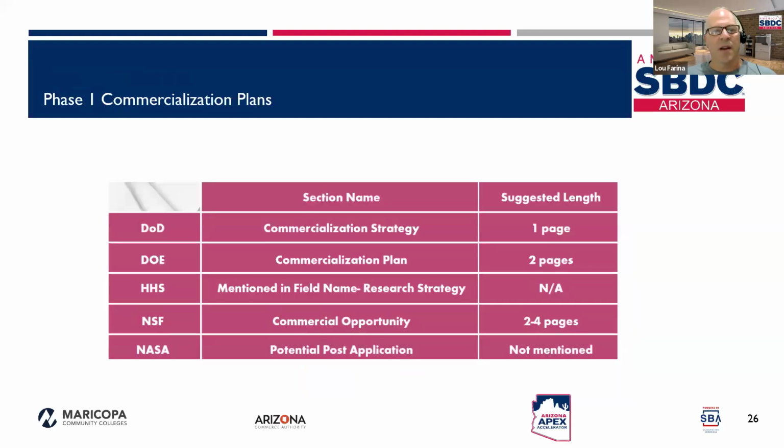So let's see, commercialization plans. Oh, this is just an overview. DoD for phase one is, I don't know, a page or so, depends on the agency. NSF, it's 2 to 4 pages. NASA, not necessarily mentioned. DOE, a couple of pages. So you've got to look at your solicitations, and this is going to change again. It's evolving over time. I think, as Chris mentioned, you're going to see more of these agencies be more intentional about commercialization and calling out what they want. A lot of times they'll tell you in the solicitation. I know NSF is very prescriptive about their commercialization strategy and what they want to see in it.